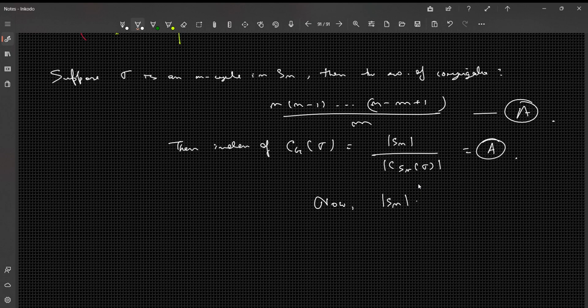Now the number of elements in Sn is n factorial. This implies the number of elements in the centralizer is n factorial divided by this, so it's m times (n-m) factorial. I guess it's pretty clear.